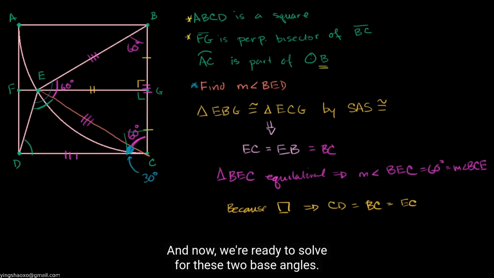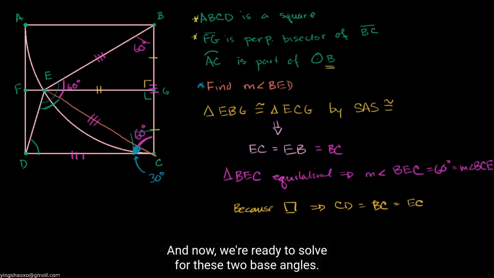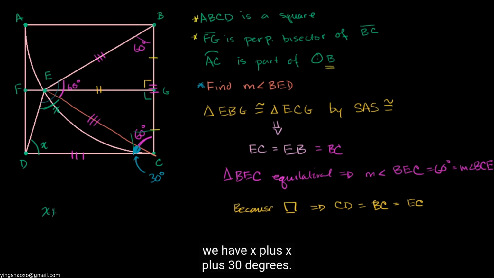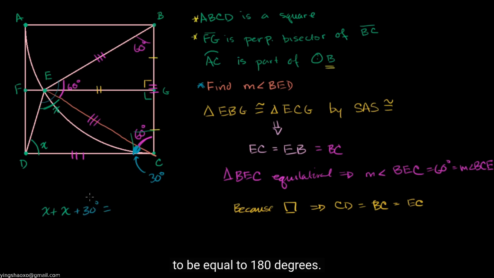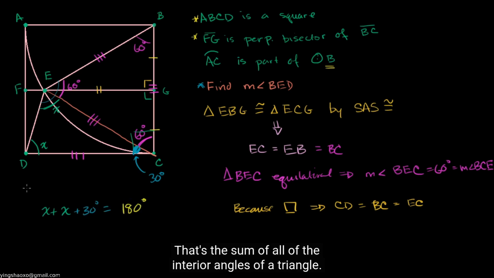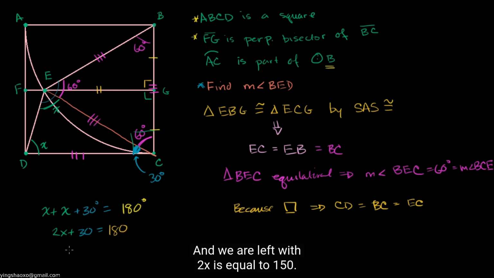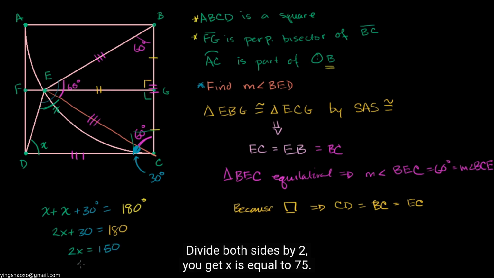And now we're ready to solve for these 2 base angles. If we call these x, and we know they have to be the same, we have x plus x plus 30 degrees is going to be equal to 180 degrees. That's the sum of all of the interior angles of a triangle. So you get 2x plus 30 is equal to 180 degrees. Now you can subtract 30 from both sides, and we are left with 2x is equal to 150. Divide both sides by 2, you get x is equal to 75. So we figured out that x is equal to 75, and now we're at the home stretch.